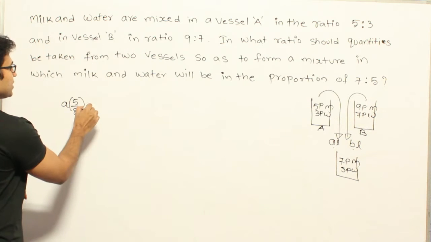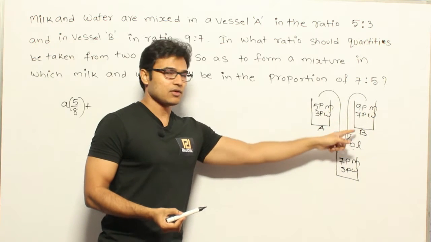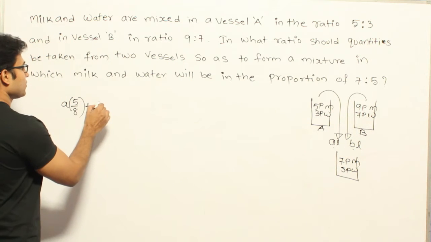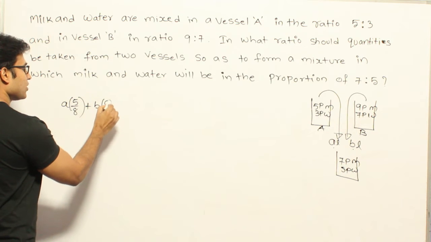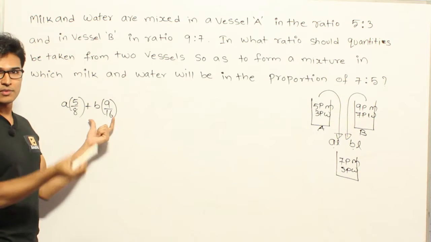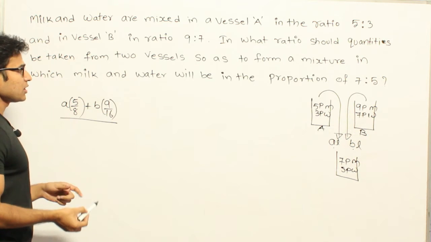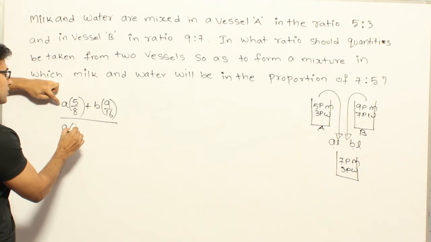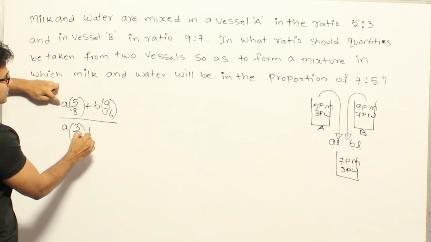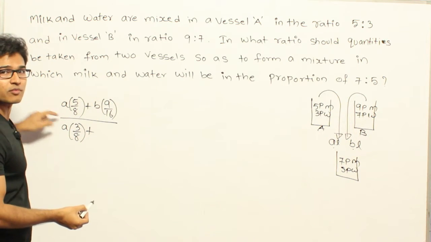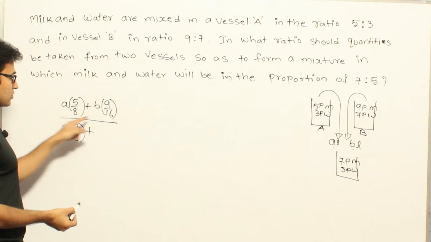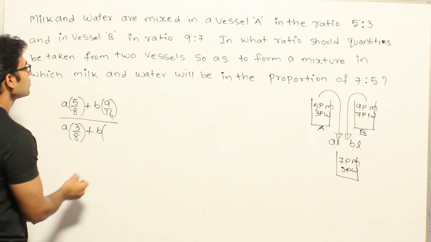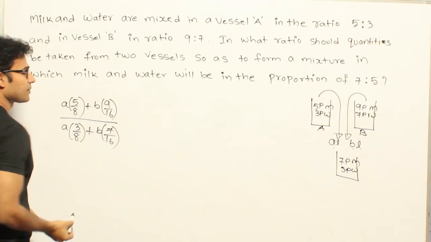So 5/8 A plus what is the total milk you are getting from this one? If you take B liters from this, then it is going to be 9/16, right? So B into 9/16 is the total amount of milk you are going to get from the second vessel, divided by the total amount of water. So if 5/8 of A is milk, then obviously the water is going to be the remaining 3/8, right? Plus if 9/16 is the part of milk you are getting from B, the remaining is going to be water. So 1 minus that, 16 minus 9 means 7, right? So B into 7/16 is going to be water.